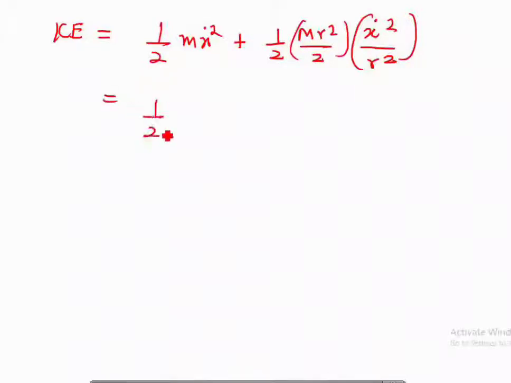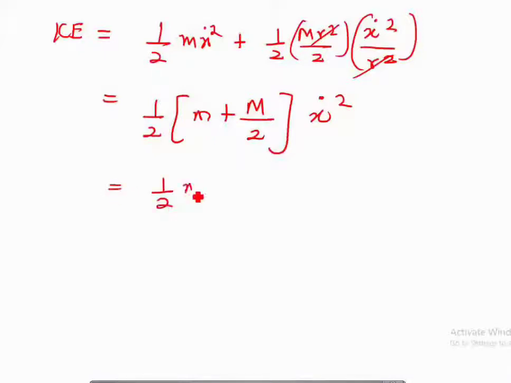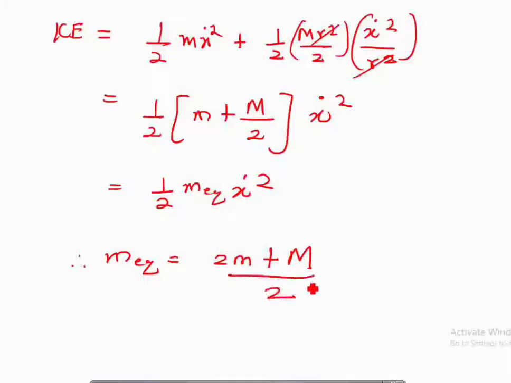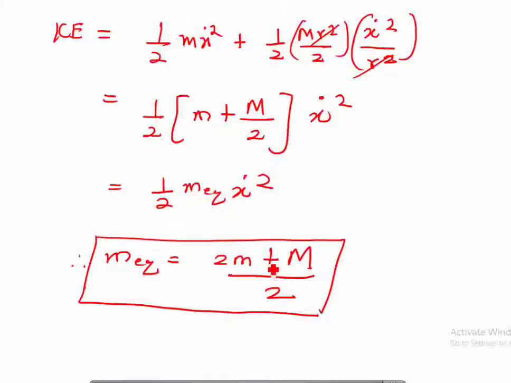So now I will get 1/2 times small n plus capital M divided by 2, because r square will get cancelled, and x dot square outside. So this is nothing but 1/2 M equivalent into x dot square. So what is M equivalent? It is 2n plus capital M divided by 2. Okay, so this is the first parameter which they have asked you to find out, and I have found it for you.